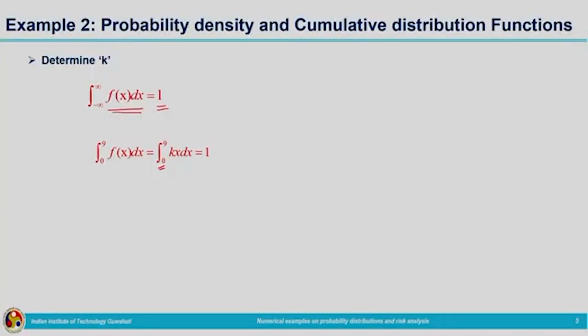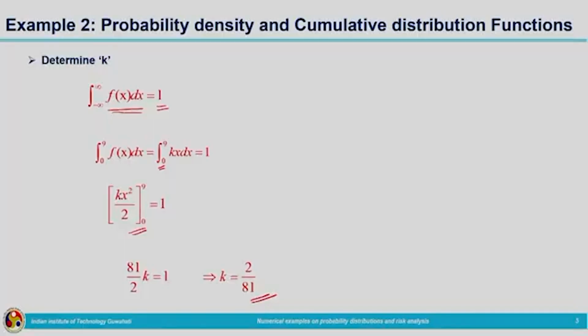This is a simple function, we can integrate within the limits 0 to 9, and it will take the form kx square by 2. We can substitute the limits 9 and 0, and it will give us the value of k as 2 divided by 81. The value of k is determined from the probability density function. So, our f of x will take the form f of x equal to 2 by 81 x for x varying between 0 and 9. This is our probability density function.